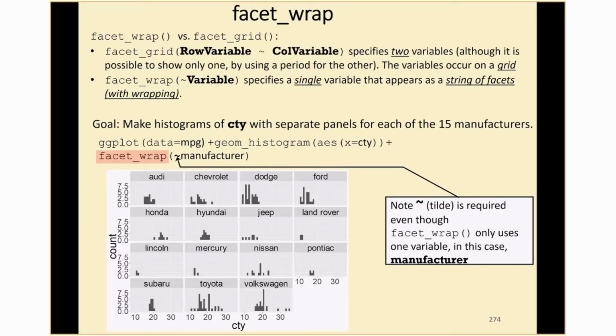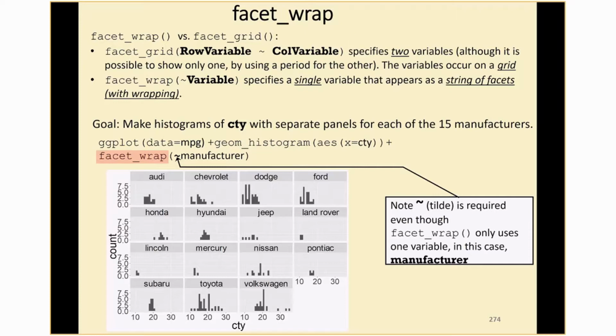We just went over facet_grid. Now I want to talk about facet_wrap. The difference is that facet_grid specifies a row variable and a column variable, although you could put in a dot if you wanted to have only a single row or a single column.